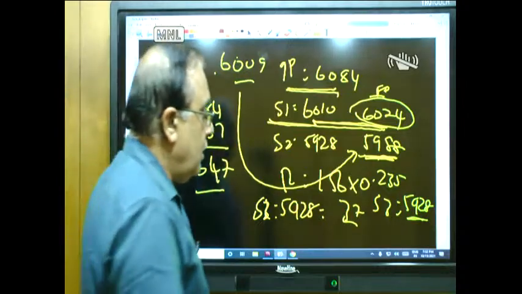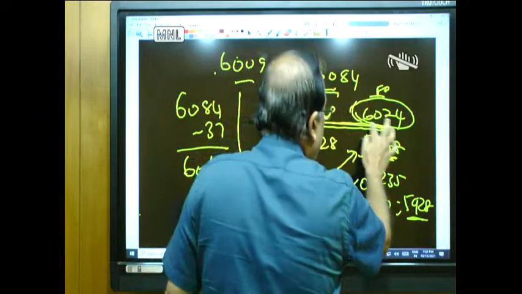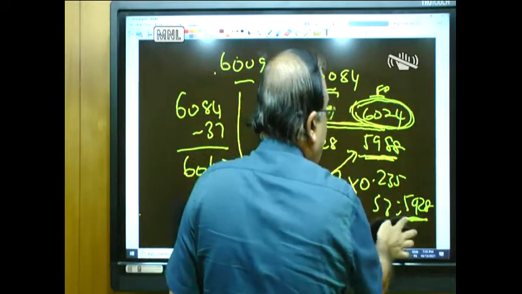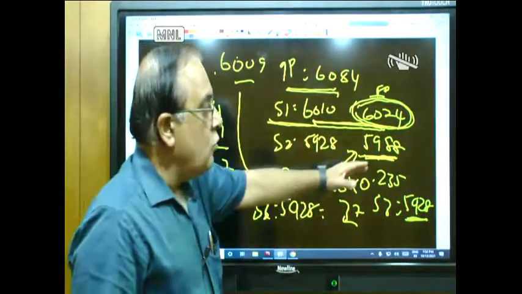So you can go short again if it is going to go below 5988. Keep a stop loss above 6025 in that case, and look for a target towards 5928. Okay. So this is the way you can trade crude today.